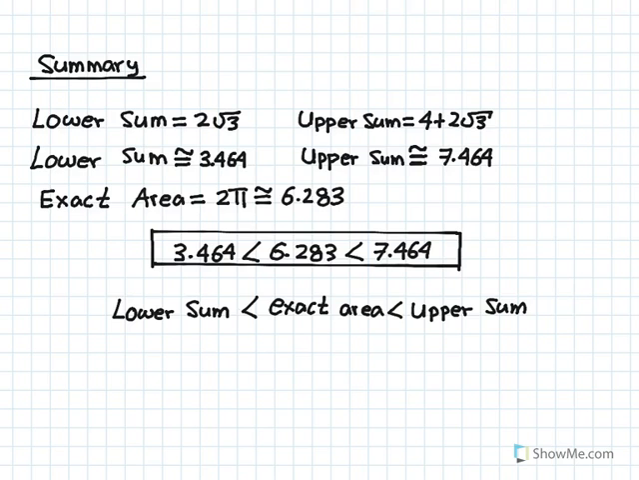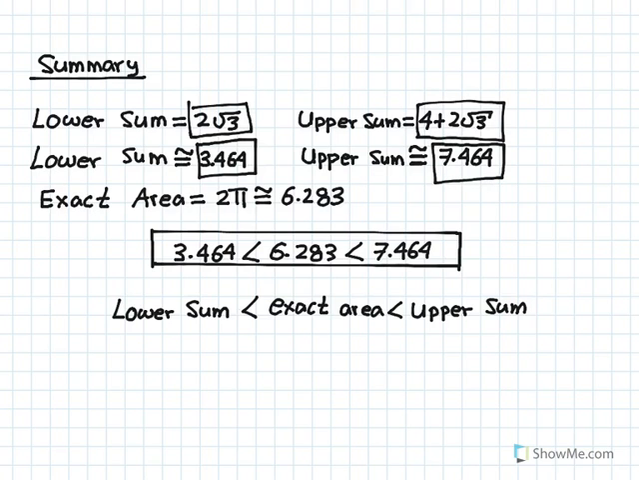All right, let's look at a summary. So we computed the lower sum to be 2 root 3. We computed the upper sum to be 4 plus 2 root 3. Let's decimalize these numbers. So 2 root 3, if you decimalize it, is approximately 3.464. The upper sum, if we decimalize it, is approximately 7.464. We also have the exact area, which is 2 pi, and the decimal approximation is 6.283. So you can see how the exact area is less than the upper estimate and larger than the lower estimate. All right, thanks.